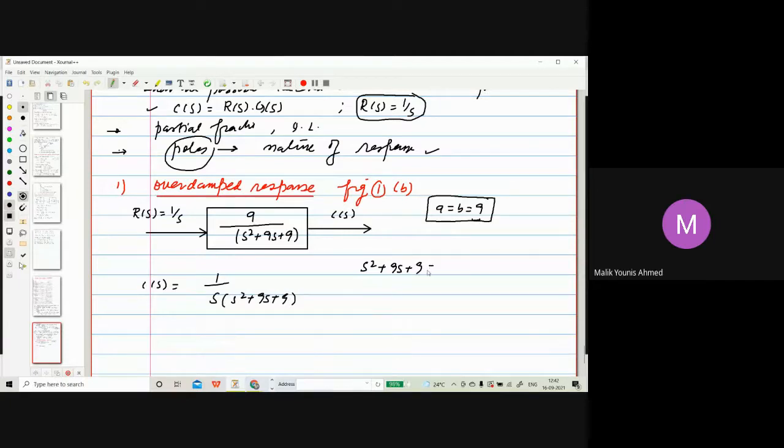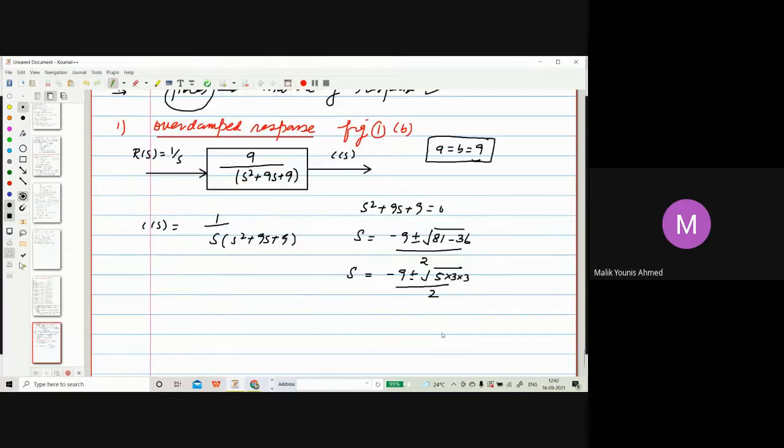We can use equal to 0. Then we can use s is equal to minus b plus minus under root of b square, which will be 81, minus 4ac, which will be 36, divided by 2a, that will be 2. And this will come out to be s is equal to minus 9 plus minus root of 81 minus 36, which will be 45. So that will be 5 into 3 into 3 divided by 2. 15 threes are 45. Yeah, 45 plus 36 is 81.